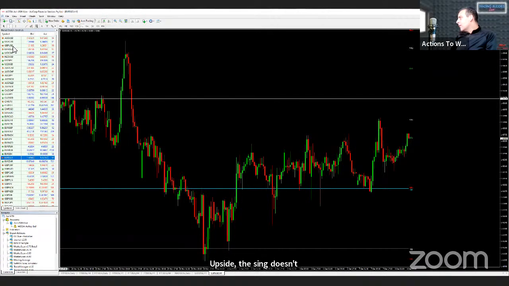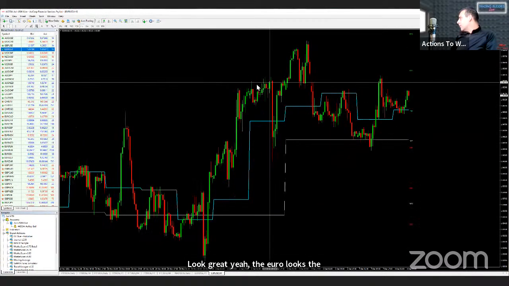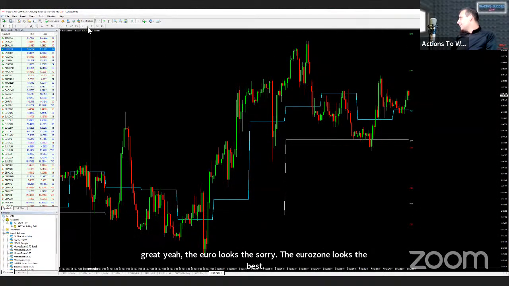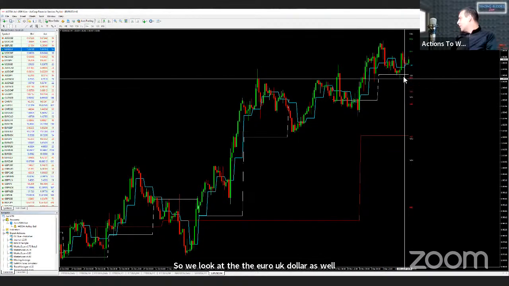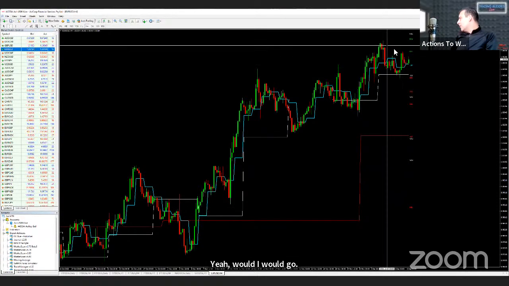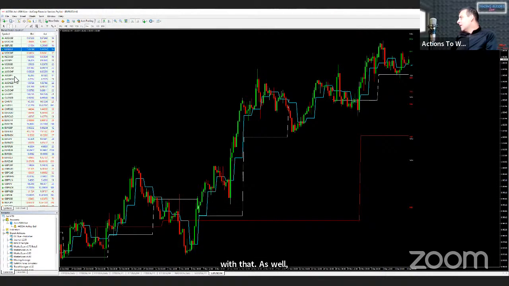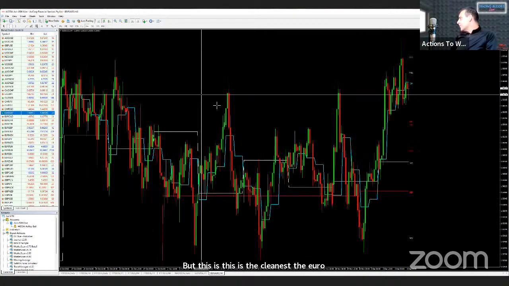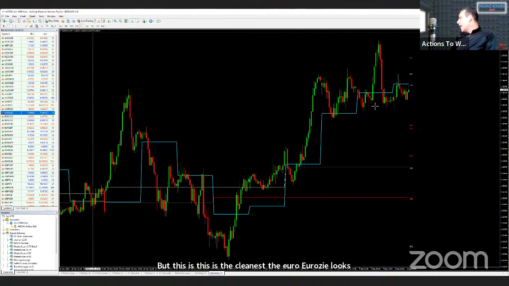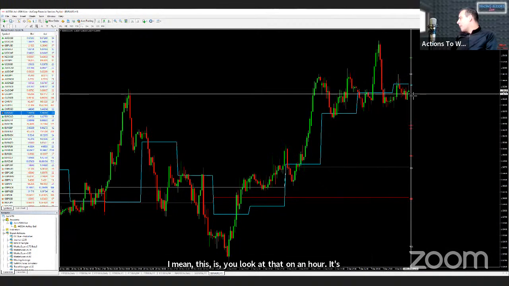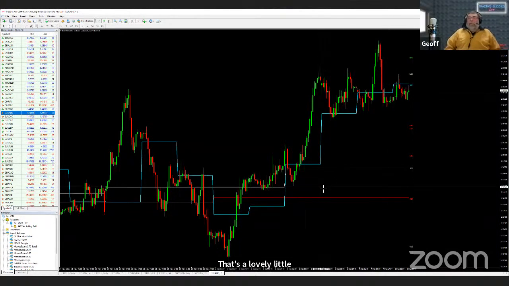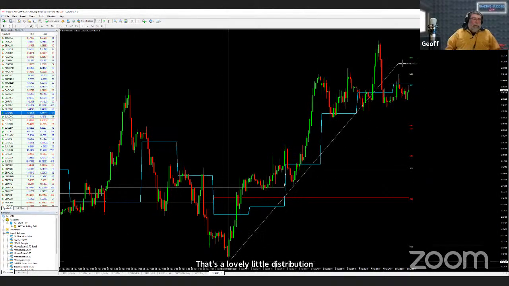Let's have a look at the euro dollar as well. Well, I've got Euro Yen short ready to trigger. Yeah, I would go with that as well, mate. A lot of them just look a bit too scruffy, but this is the cleanest. The Euro Aussie looks the cleanest because of that head and shoulders. You look at that on an hour, it's pretty clean. That's a lovely little distribution pattern going on here, and it would suggest... I'm very keen on it.